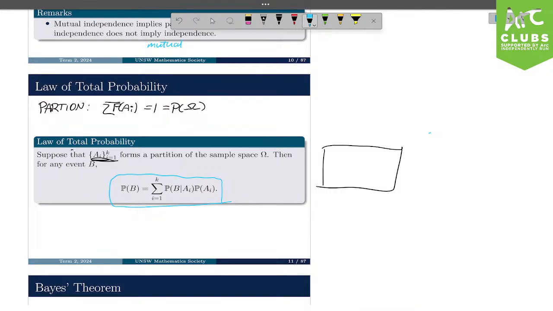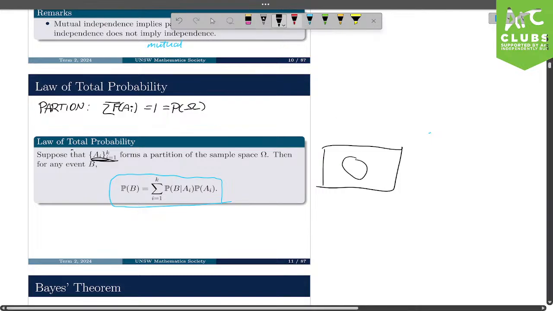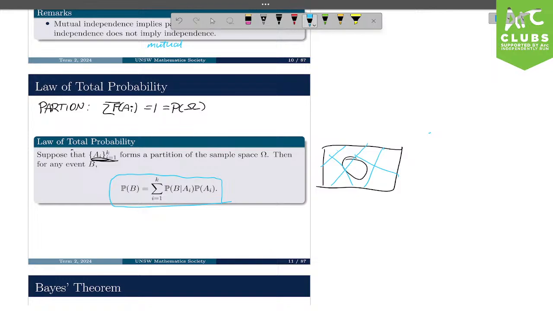Okay, so we can draw this out. We have our event B, and a partition, which cuts the sample space into a set of events. The probability of the event B is just going to be equal to the combination of all the probabilities from each of the events. That's all this law of total probability is saying.